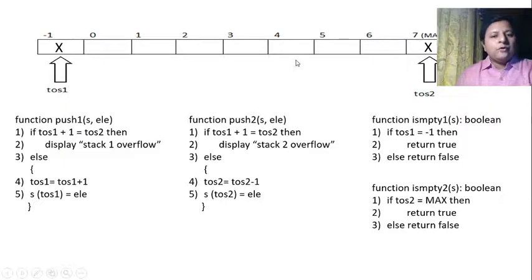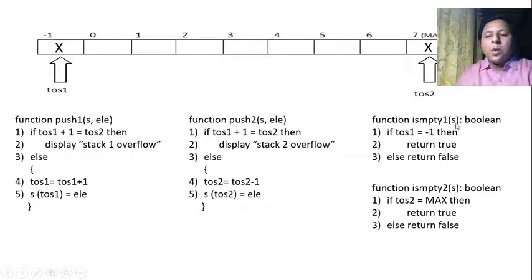So the condition for overflow from any side, let that be the first stack for push1 or the second stack for push2, is the same: toss1 plus 1 is equal to toss2. So look at the function push1. If toss1 plus 1 is equal to toss2, then we say stack1 overflow. Otherwise, toss1 is incremented by 1 and s of toss1 will be ELE. Similarly, push2, same condition for stack2 overflow also. Otherwise, toss2 will be decremented and s of toss2 will be ELE. So in a very simple manner, you can understand push1 and push2. Is empty. Now is empty will be different for both the stacks.